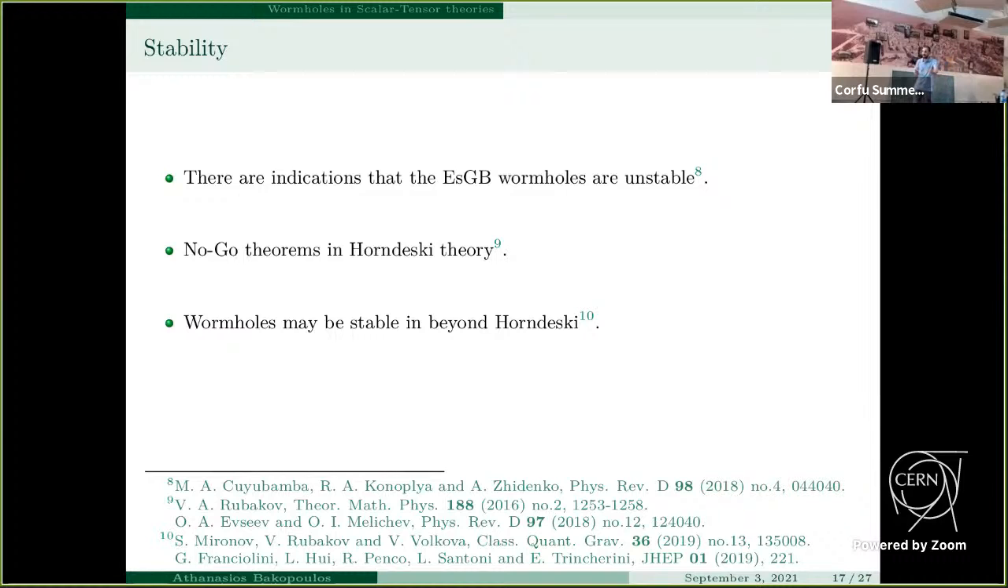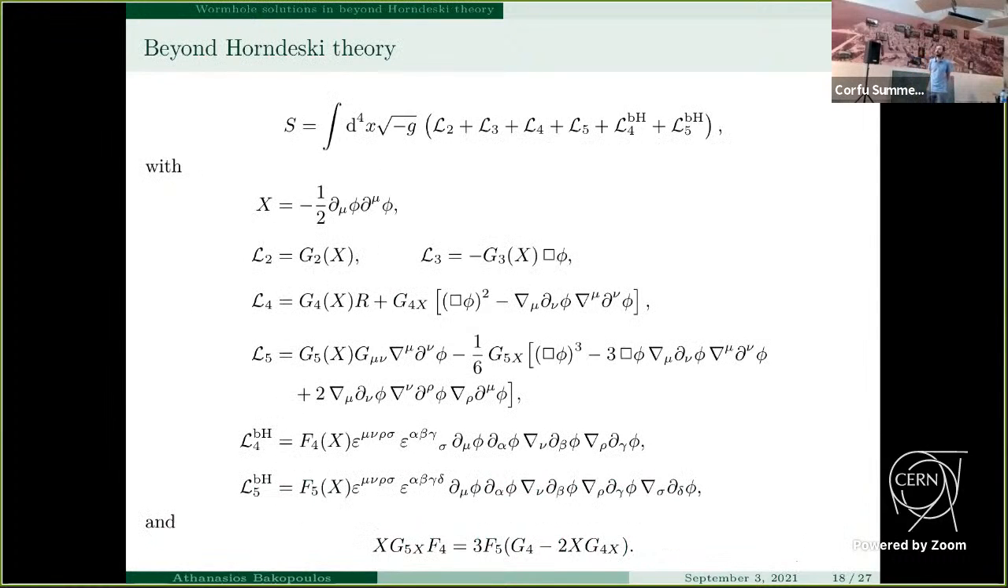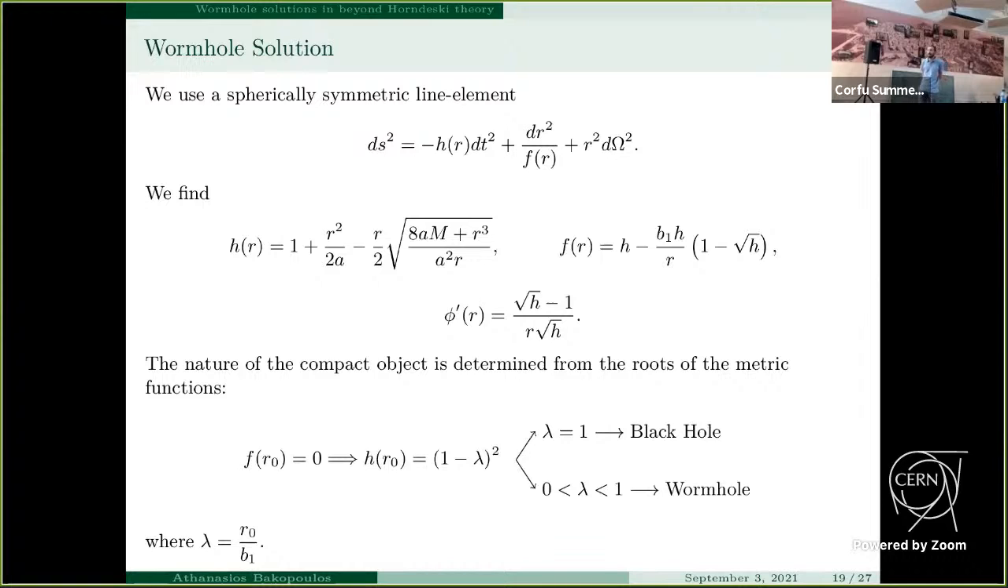So, in our recent work, we seek wormhole solutions in the framework of the beyond Horndeski theory. We use the shift-symmetric beyond Horndeski theory, where the two beyond Horndeski coupling functions are not independent since we impose this degeneracy condition. We use a spherically symmetric form for the space-time, and we find the solution here, where the nature of the compact object is determined from the roots of the metric functions.